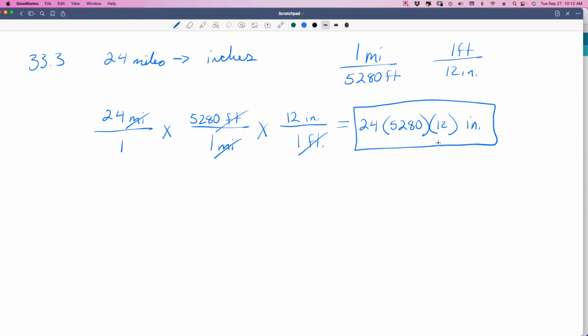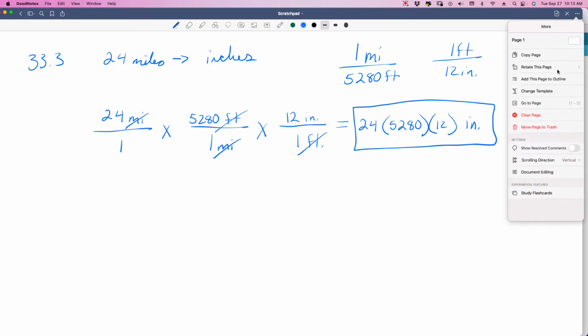Leave it in this format. That is what I was trying to convey previously. So let's look at conversions of unit for area.